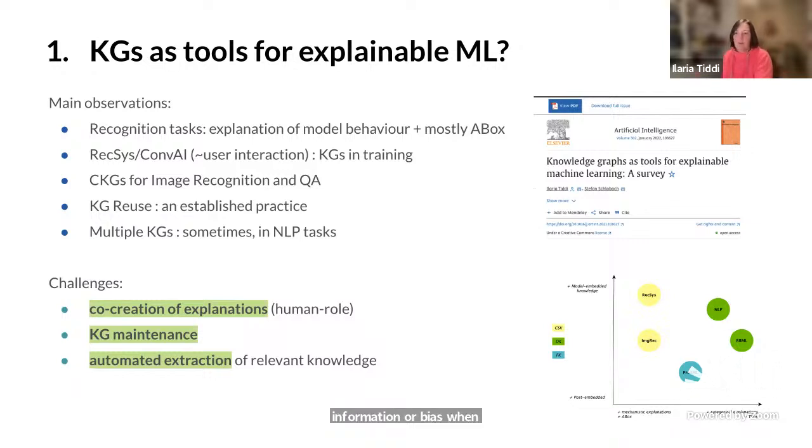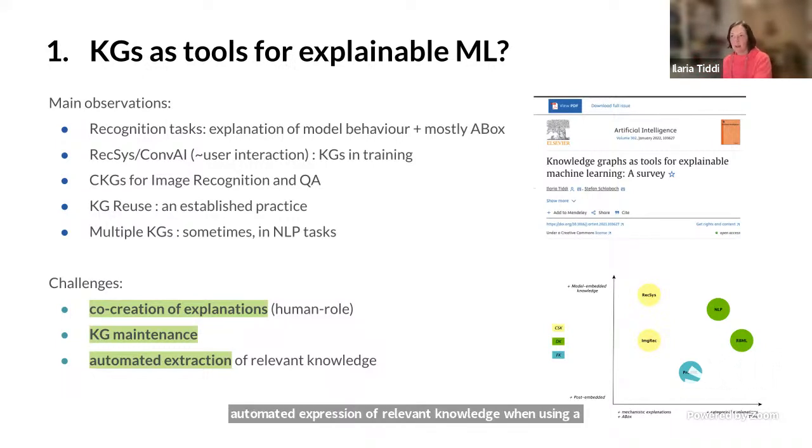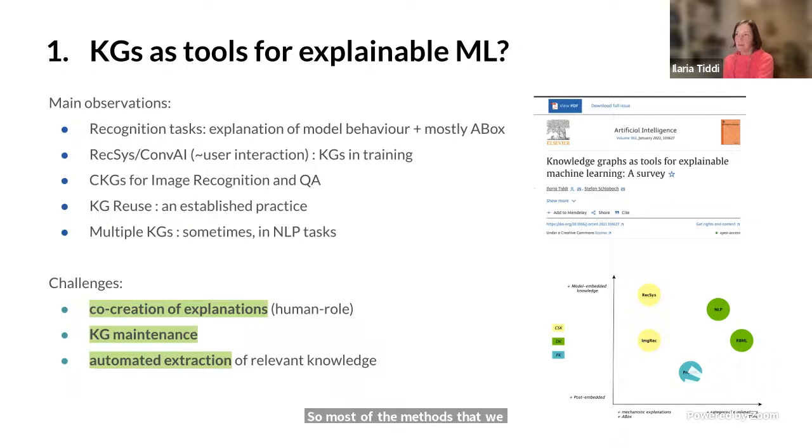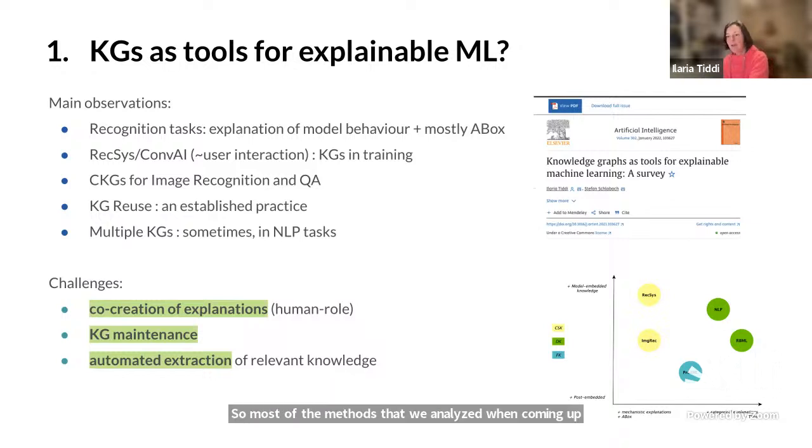And of course, this is a problem that we also saw during the PhD. And also there are issues related to the automated extraction of relevant knowledge when using a knowledge graph that generates explanations. Most of the methods that we analyzed, when coming up with an explanation, end up manually selecting the relevant information to generate an explanation. And this is quite something. It means that there's still a lot to do in the field in order to move forward.